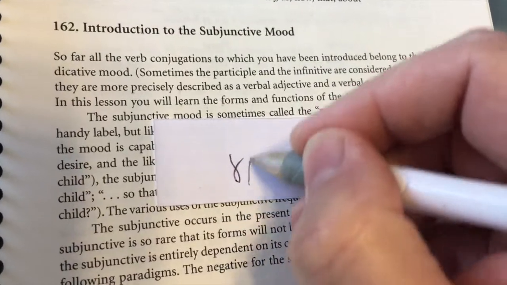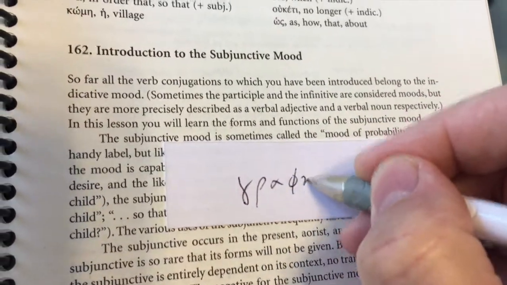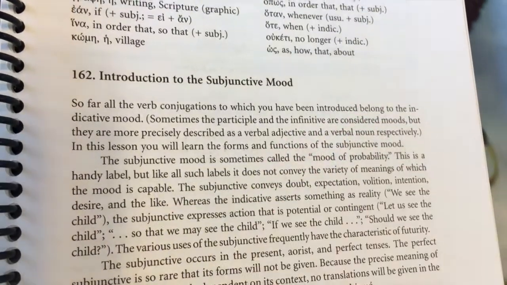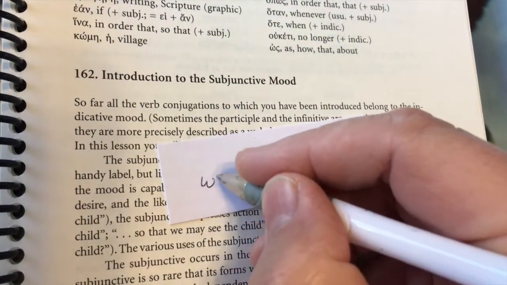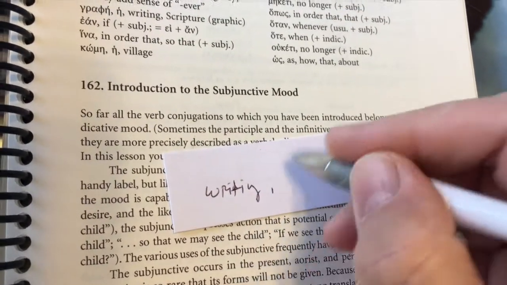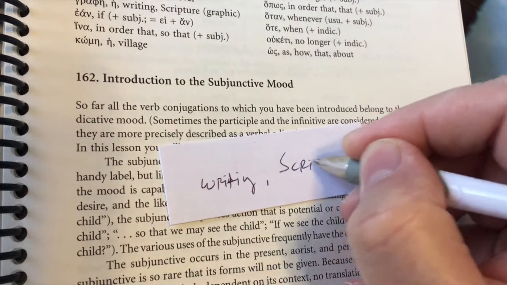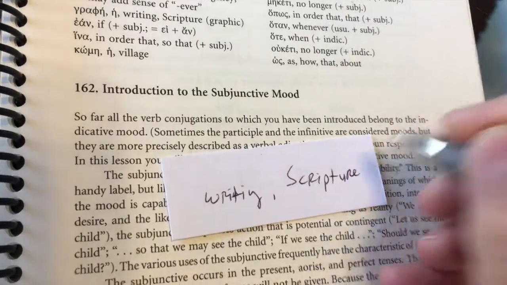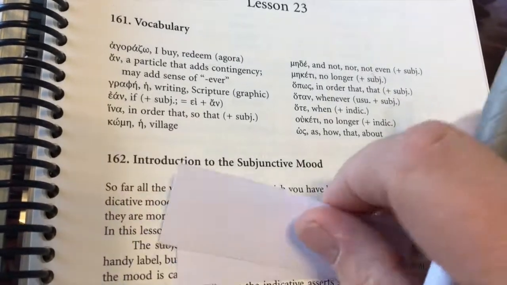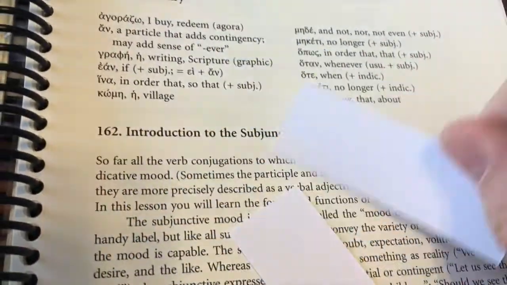Graphe. Well, graphe should be pretty easy for us as a noun. Notice that it's a feminine noun, so I write the definite article with it. It just means writing. But it's also the word that's used for scripture or scriptures. That's the word that the Hebrews will use for Bible. And then you just would continue to do this.